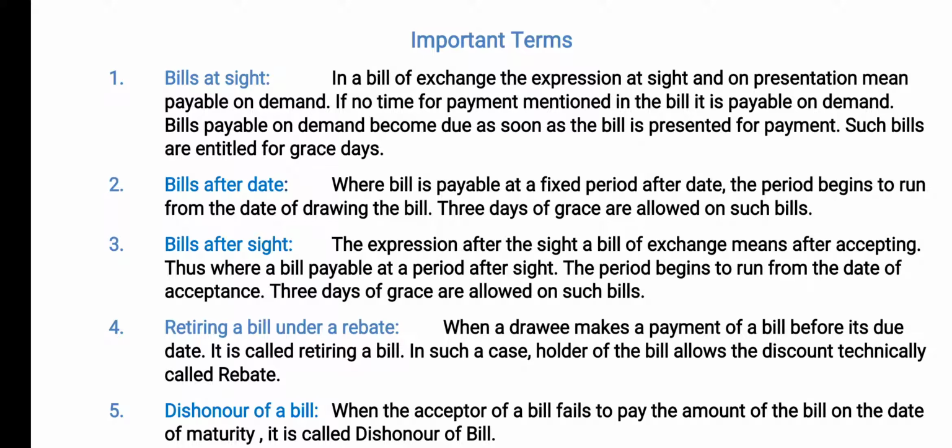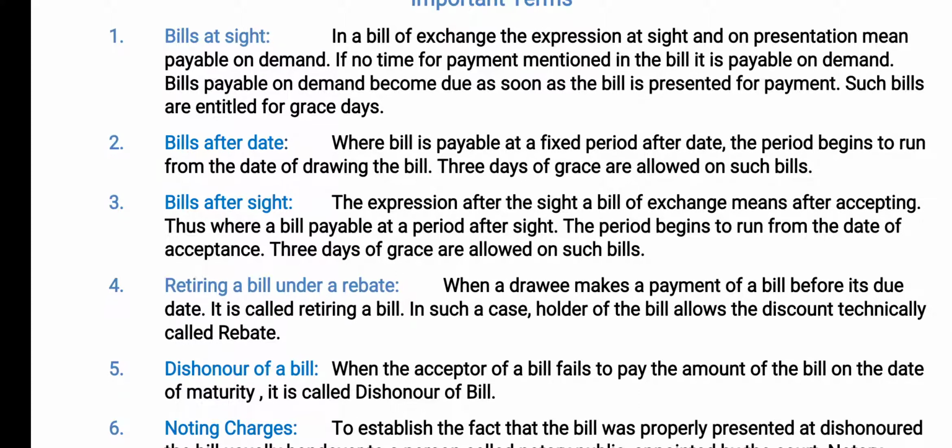So bills after date means that when a fixed period of time is given, like after 2 months you have to pay the bill, then the period starts from when the bill has been drawn by the drawer, and then again you are allowed 3 grace days for such a bill.